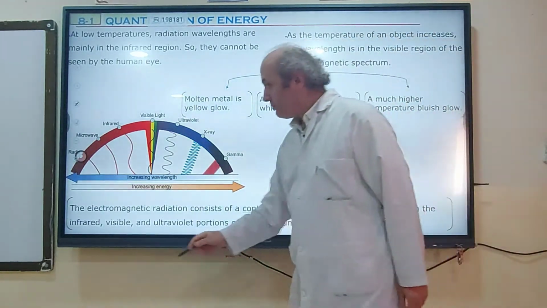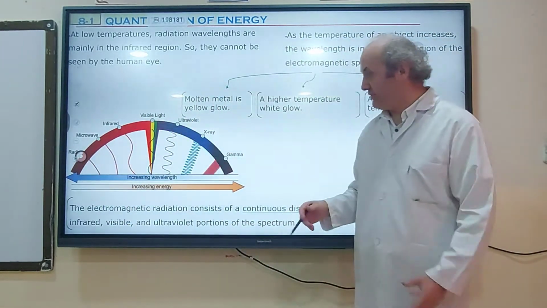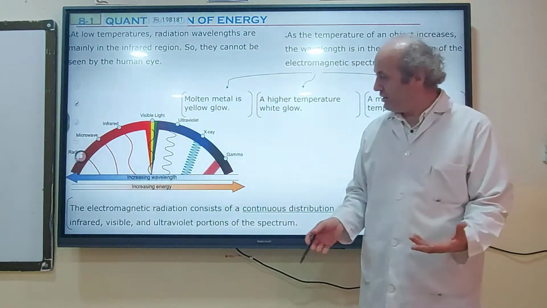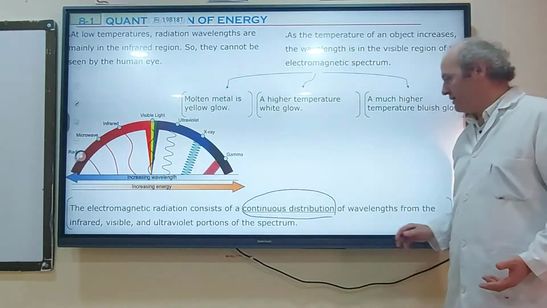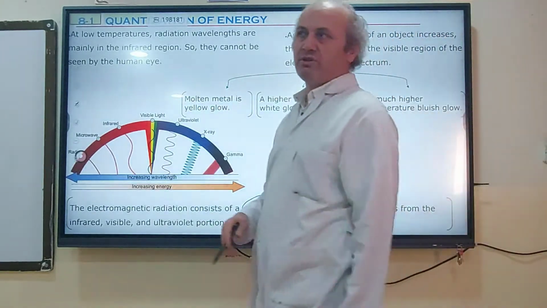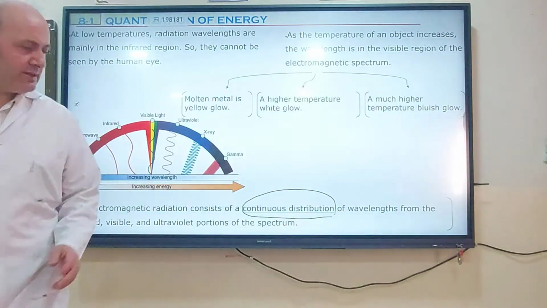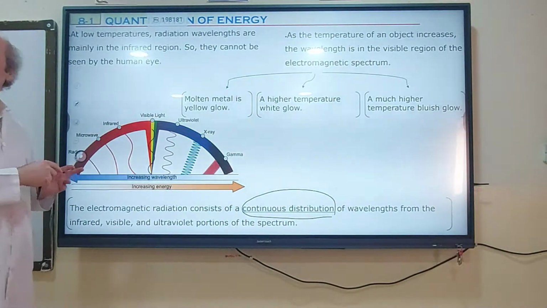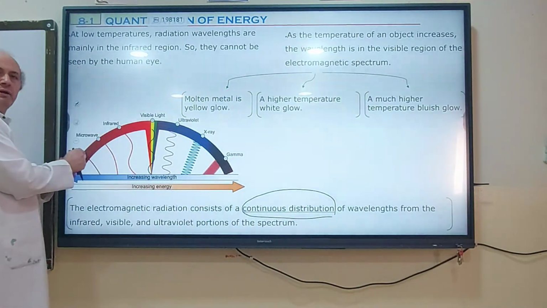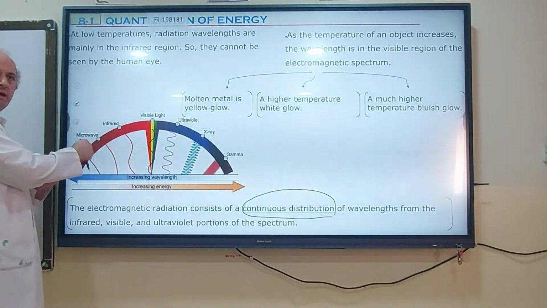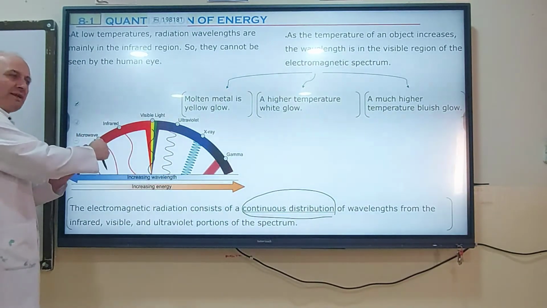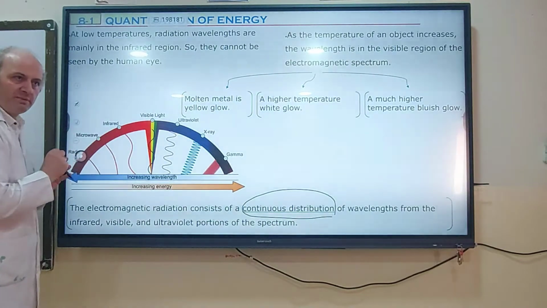And the electromagnetic spectrum, that is, the radiation from these substances, consists of a continuous distribution of wavelengths. Continuous distribution. What does continuous distribution mean? There is no space between them. We don't say that here radio waves end, there is a space, then microwaves start. Microwave ends, and a space, and starts. No, there is no space between them.